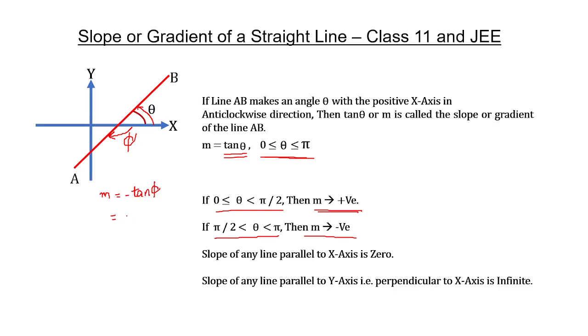So what is the value of phi here? 180 minus theta. So tan of 180 minus theta is minus tan theta, so this will become tan theta. So in both cases the answer is the same. Only thing is we have to use a positive or negative sign in case of anti-clockwise direction and clockwise direction.